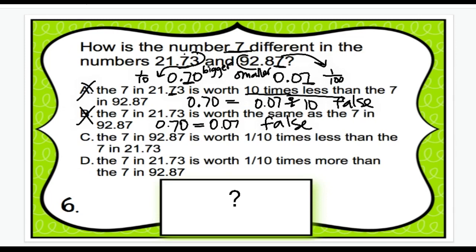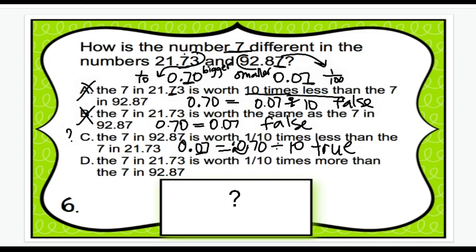Okay, let's look at C. The 7 here, so 0.07, is worth 1/10 less than the 7 in this one. So that's saying that 0.70 divided by 10, which is true, because if I divide by 10, that means I'm moving the decimal place over 1 time, and that means that the 0 is in front of the 7, which is what it says over here. So this is true.